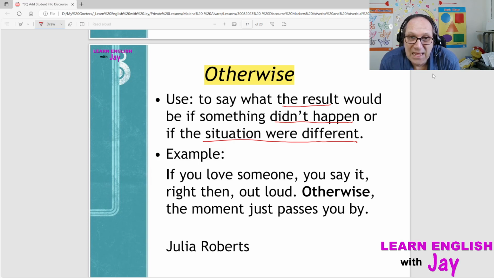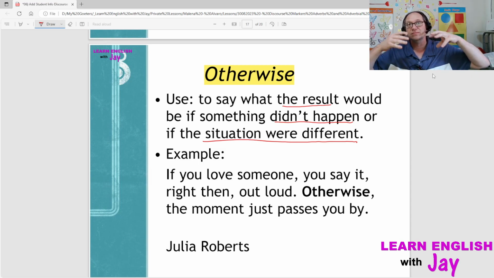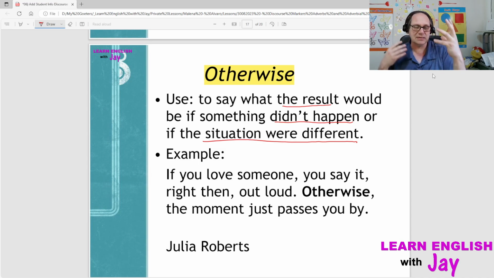Okay. So, for example, we can talk about saving the environment. We can talk about recycling and reducing pollution, etc. And then we can say "otherwise." So now what we're going to do is say that as a result, if we did not look after the planet, this is what's going to happen. Otherwise, that's going to happen. So we're saying what would happen if the first statement didn't happen or if the situation were different.